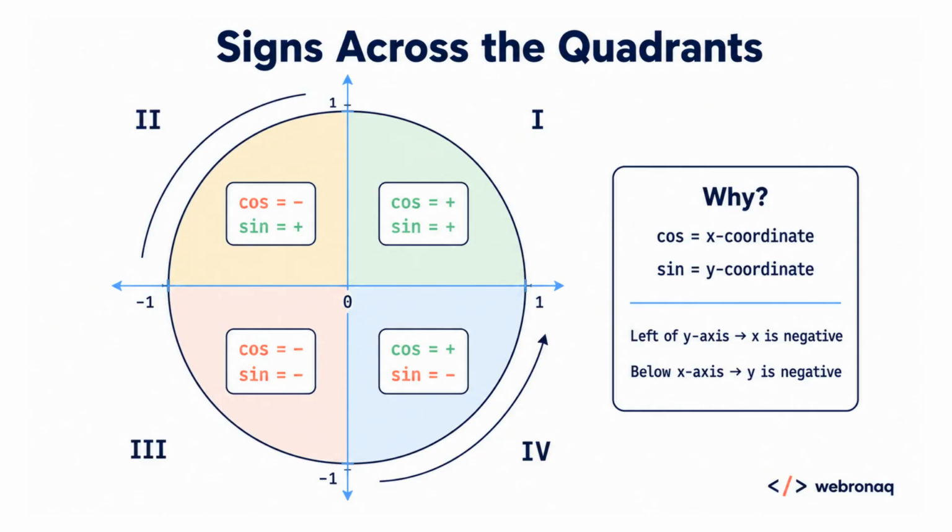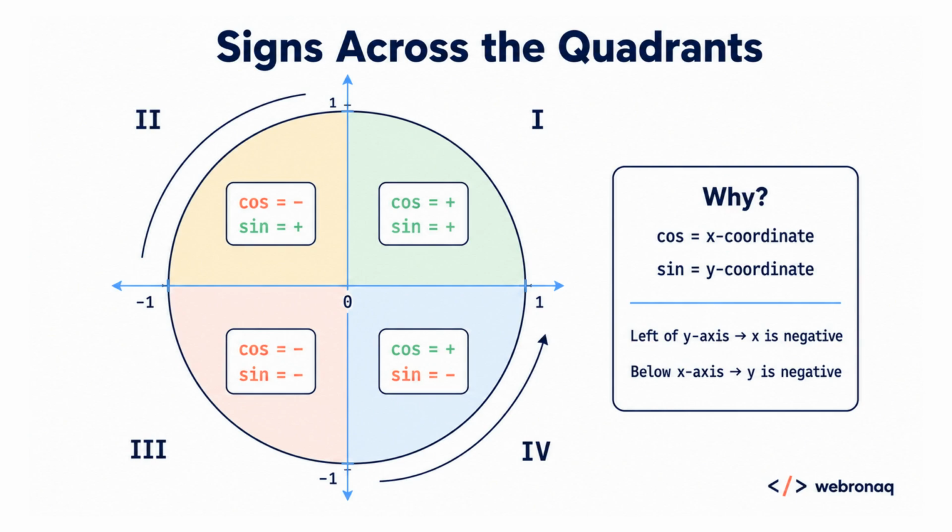And quadrant 4, bottom right. You're below the x-axis but back on the right side, so x is positive again. Cos is positive, but y is negative. Sine is negative. You don't have to memorize this. Just picture the point on the circle. Is it left of the y-axis? Cos is negative. Is it below the x-axis? Sin is negative. The geometry tells you the signs.